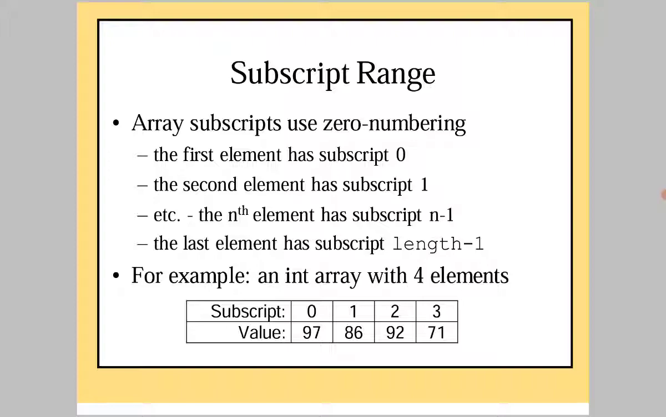So the subscript values generally run from 0 to 4: 0, 1, 2, 3, 4. Total 5 values, so 5 is the maximum size of the array. So how to retrieve or access the values from an array? By using the array name within brackets with some subscript value.